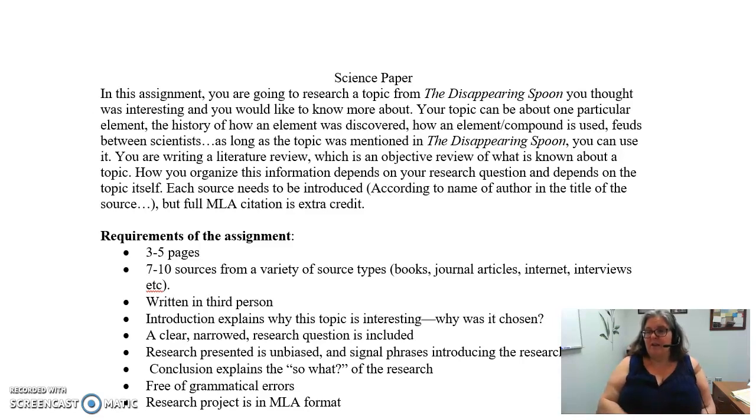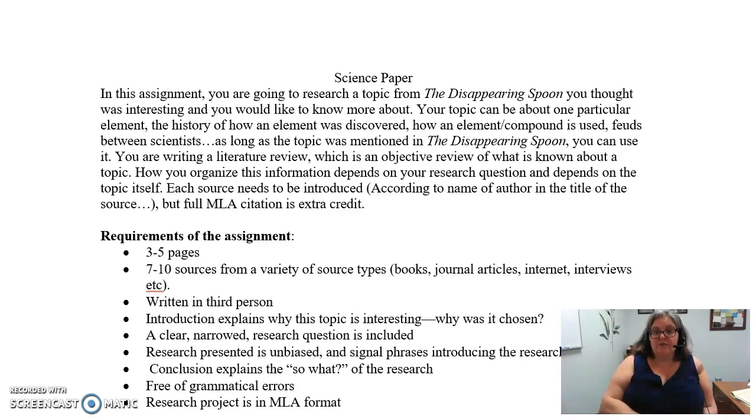Choose something from The Disappearing Spoon. It can be that particular element, like you want to know more about Americium, or you want to know about the history of it, how it was discovered, how a specific element or a compound is used. You can look up the history of feuds between the scientists. You have a whole variety of things to choose from here. Choose one thing. As long as it was mentioned in The Disappearing Spoon, you can use it.